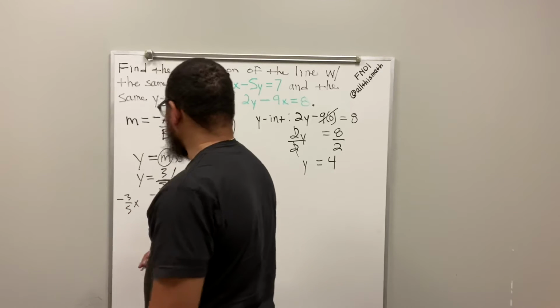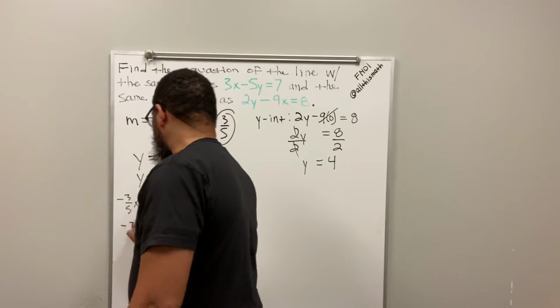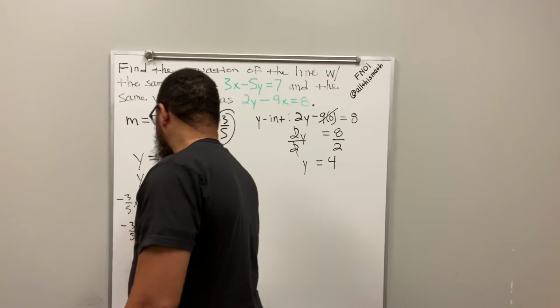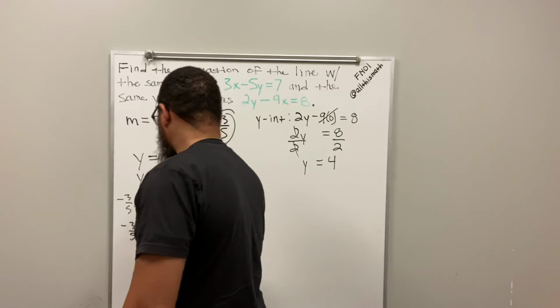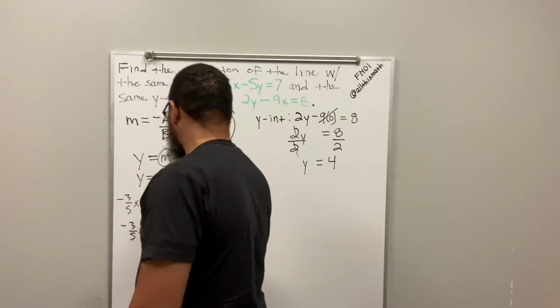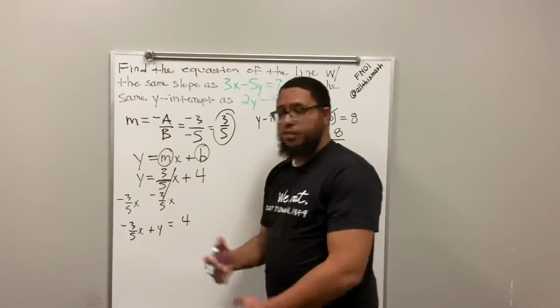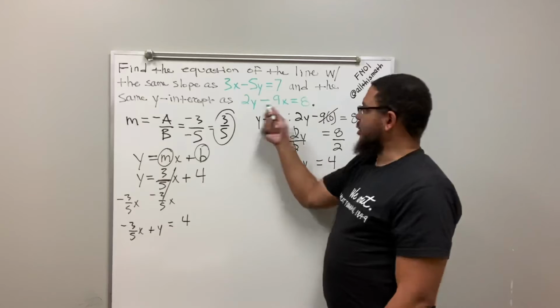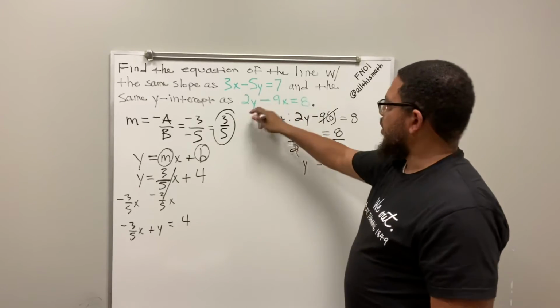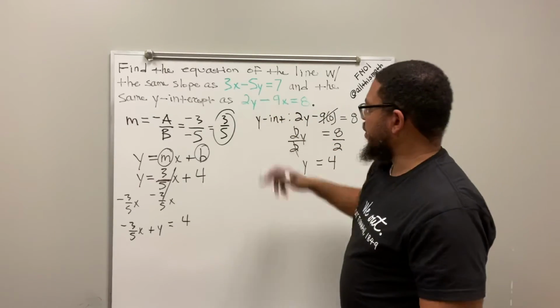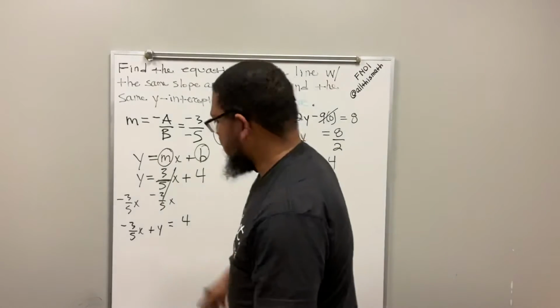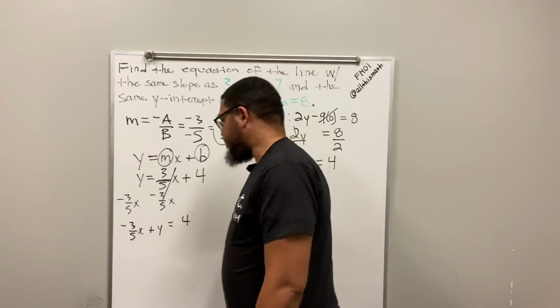Boom. Those cancel out. So now I'm looking at negative 3/5 x plus y, because y was already over here, is equal to 4. And I put the x term first because we follow alphabetical order. This looks a little weird, right? Usually the x term is going to be first, but it doesn't really matter. So anyway, another thing, these fractions, they got to go.